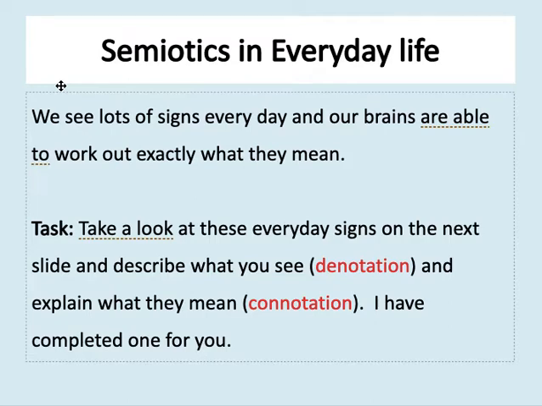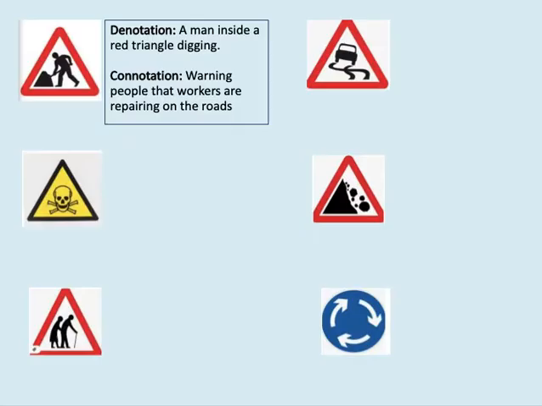Okay, we live in a world of different signs, and our brains are able to process what they mean pretty instantly. So, for example, look, road signs, everyday semiotics. So we get all these road signs as we're driving along in a car, or when we're in a science lab. We see all these signs, and our brains are able to work out what they mean. So the first task I'd like you to do is just describe what you can see in these road signs.